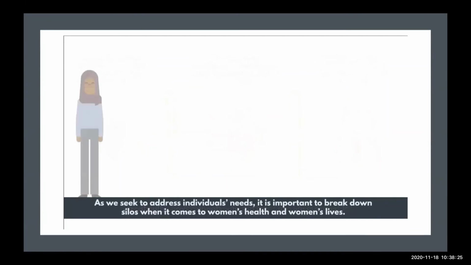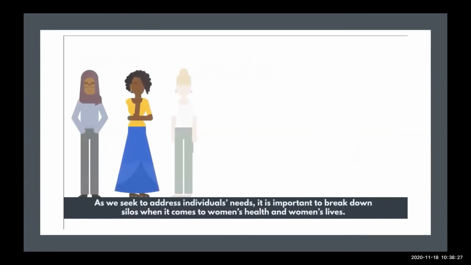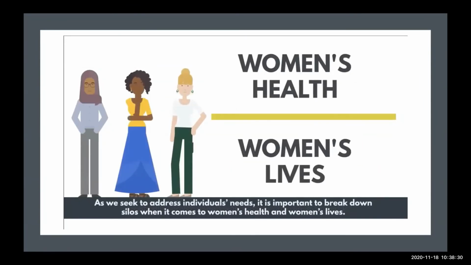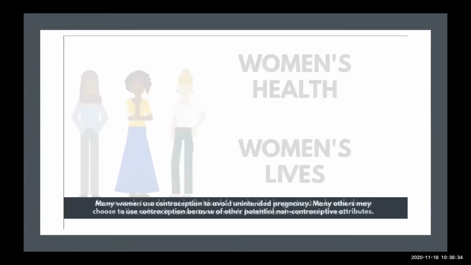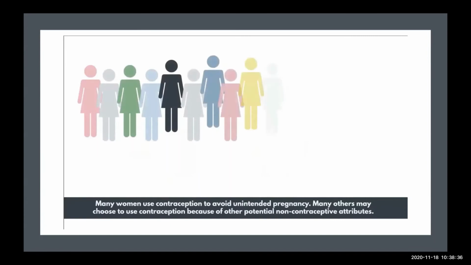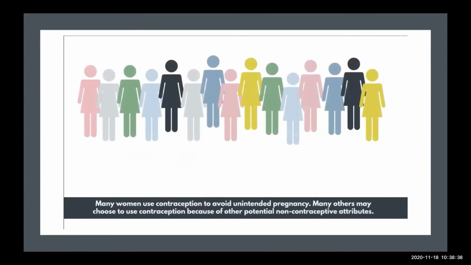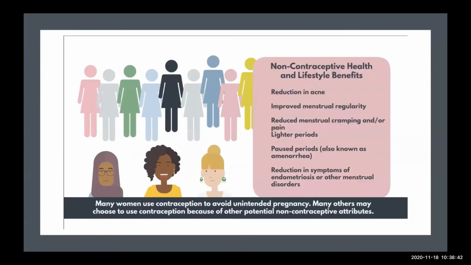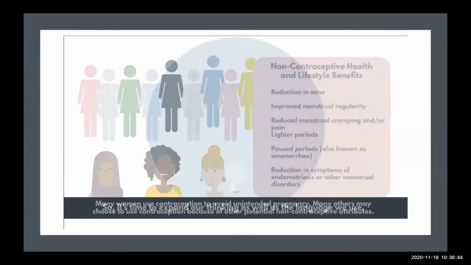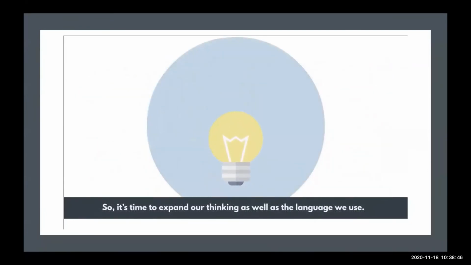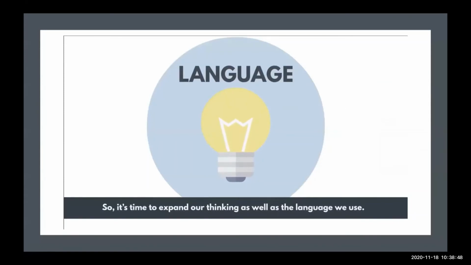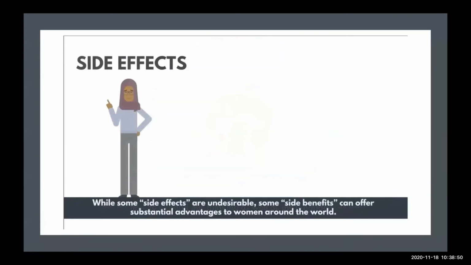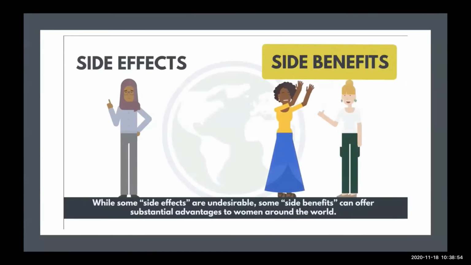As we seek to address individuals' needs, it is important to break down silos when it comes to women's health and women's lives. Many women use contraception to avoid unintended pregnancy. Many others may choose to use contraception because of other potential non-contraceptive attributes. So, it's time to expand our thinking as well as the language we use. While some side effects are undesirable, some side benefits can offer substantial advantages to women around the world.